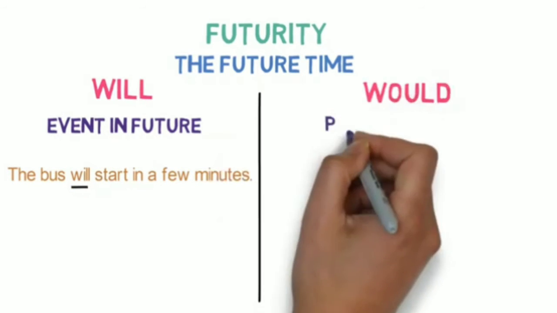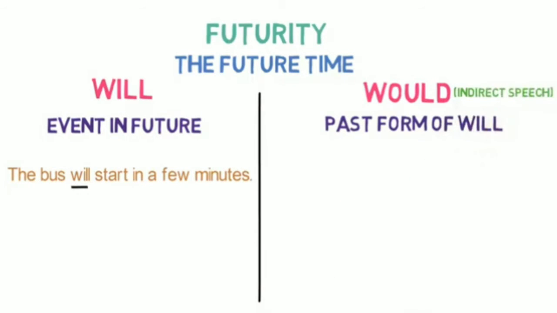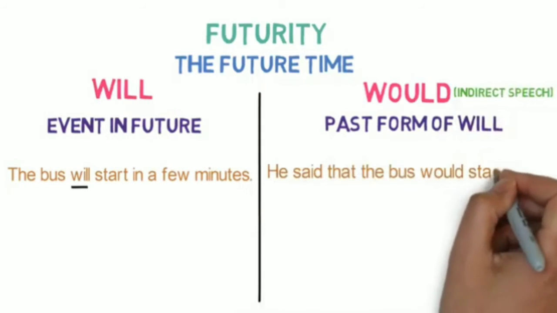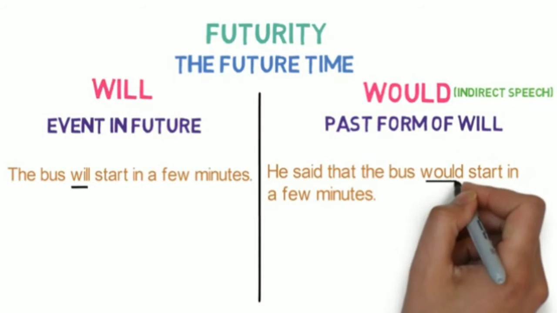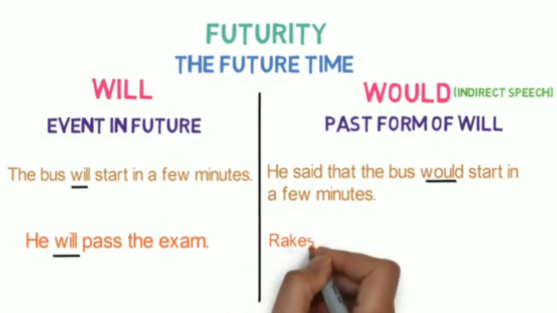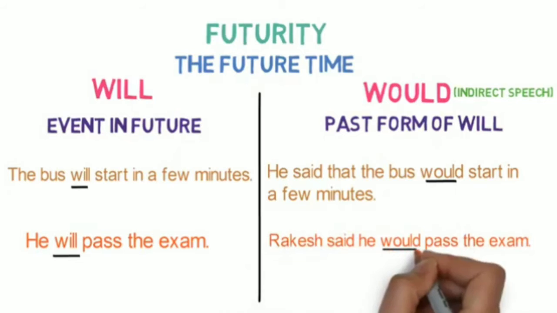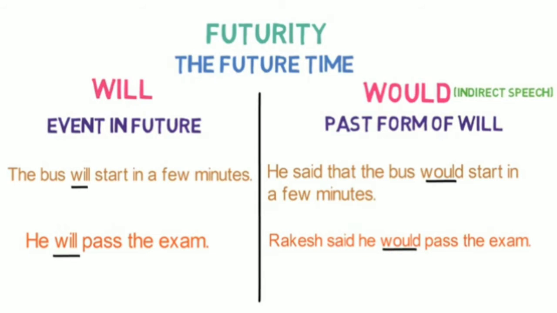Would is the past form of will. So, in indirect speech, we use would. For example, he said that the bus would start in a few minutes. Let's look into one more example of it. He will pass the exam. Here, will shows the future event. Rakesh said he would pass the exam. Here, would is used in an indirect form. So, in this way, we use will and would for referring to futurity.